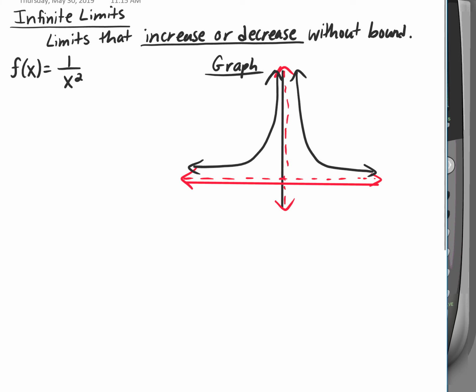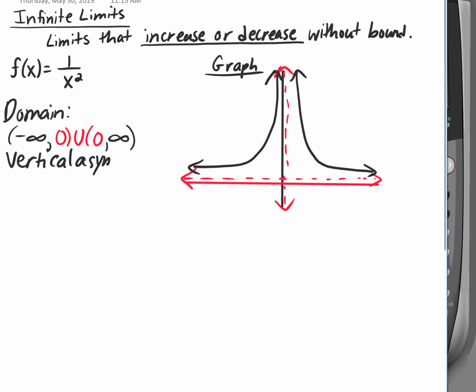And our two branches of our graph are nested on the inside. So our domain for this graph is going from -infinity to 0, and then again from 0 to infinity. We're jumping over that vertical asymptote line. So our vertical asymptote is at x equals 0, and our horizontal asymptote is at y equals 0.